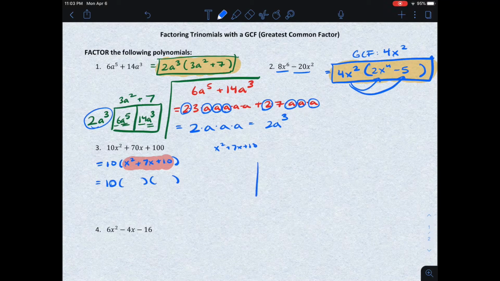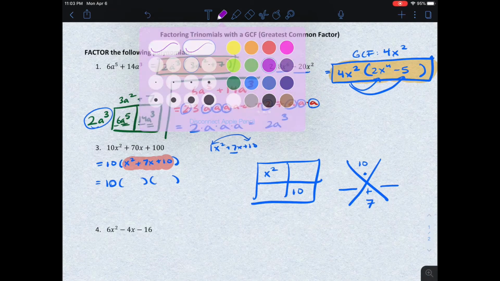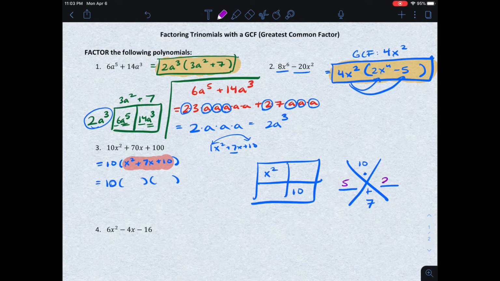So how we're going to factor that is by creating a box, right? I'm going to put x squared on the top left, plus 10 on the bottom right, and then I'm going to create the x. It's going to multiply to 10, because again there's a 1 right here, and you're just multiplying 1 times 10, which is 10. The sum is going to be 7, because that's the number in the middle, right? The middle coefficient. And then I'm going to ask myself what two numbers multiply to 10 and add up to 7. If you guess 5 and 2, you're correct.